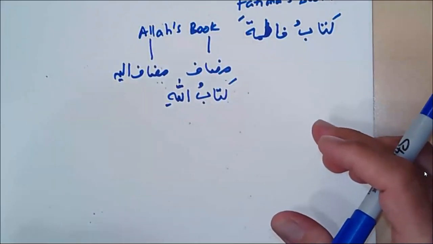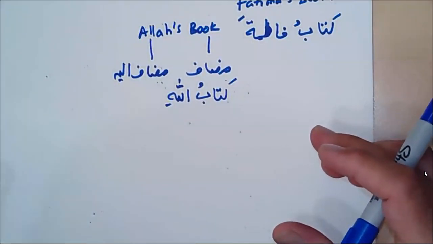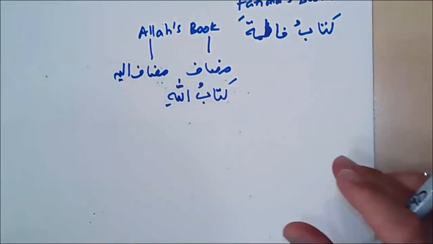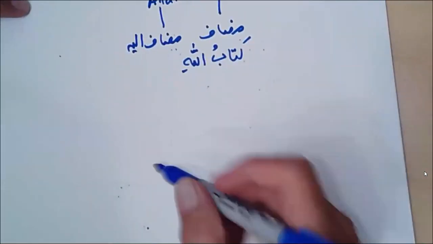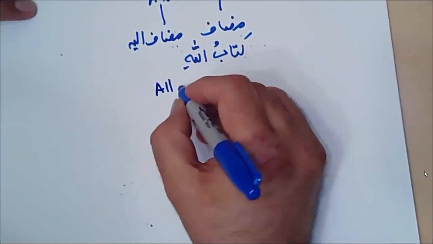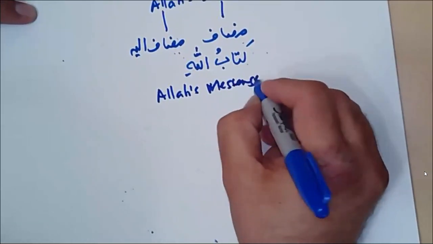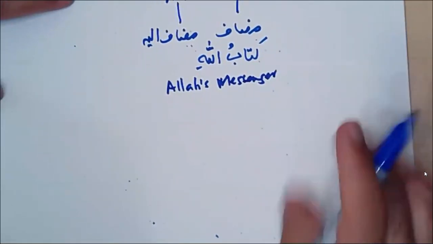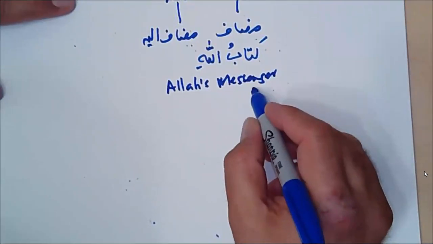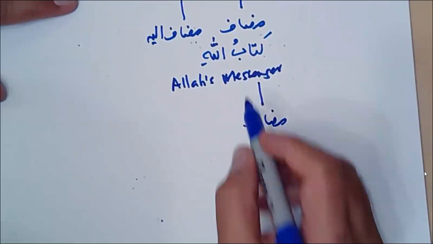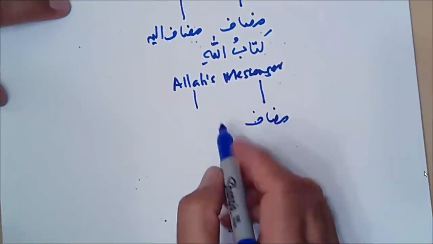You understand? Because Zaid already is marifa. When do we add alif lam to a noun? When we want to make it marifa. So Kitabullah, al-nakira. Right. If I want to say Allah's messenger, what do we say? Rasulullah. Messenger. Okay, stay with me.